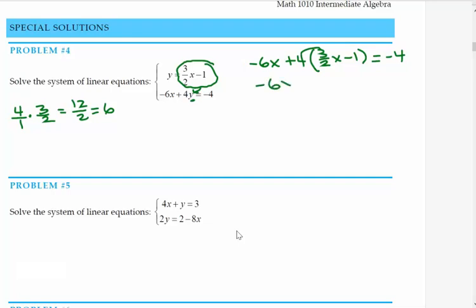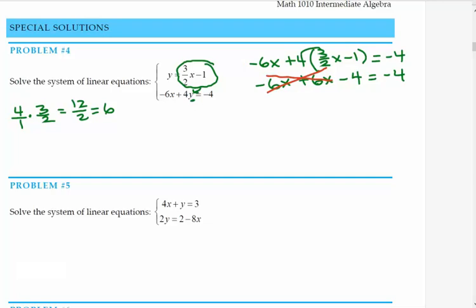So I've got 6x. Right, and then when I distributed that through, I found it to be positive 6x. Now I need to distribute that 4 through to that negative 1, so that's going to give me negative 4, and then equals negative 4. Well, look what happens here. My 6's end up zeroing each other out, right? Negative 6x plus 6x is gone. And I'm left with this negative 4 equals 4.